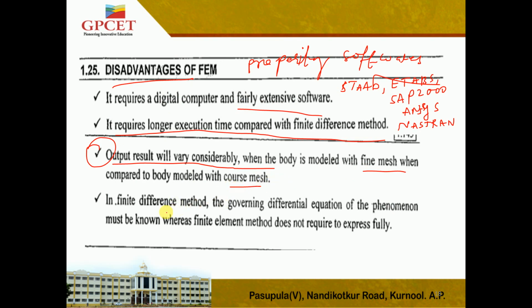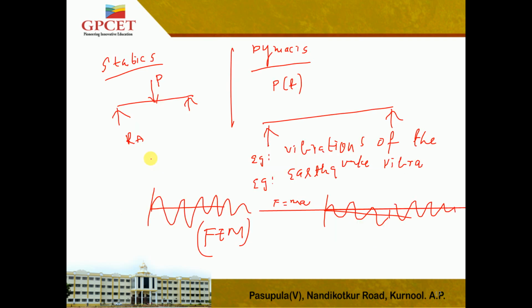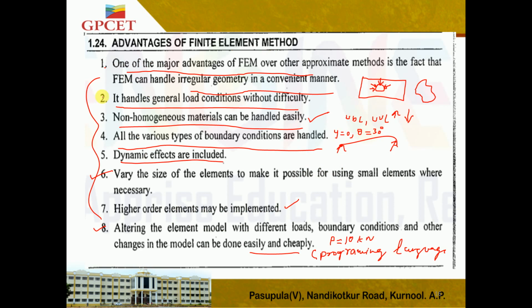In the finite difference method, the governing differential equation of the phenomena must be known, whereas the finite element method does not require it to be expressed fully. This is also one of the disadvantages of FEM. I hope everybody understood this. Very easy.